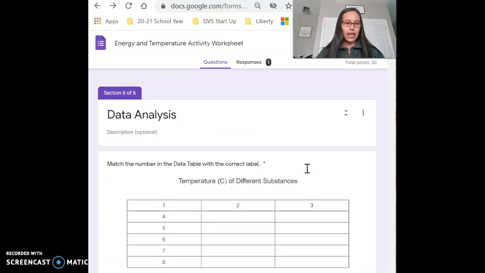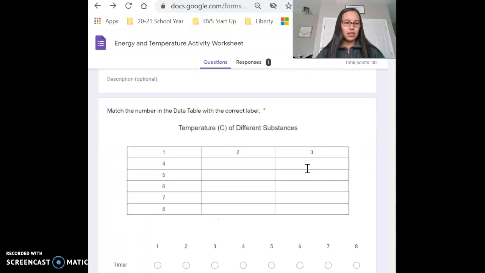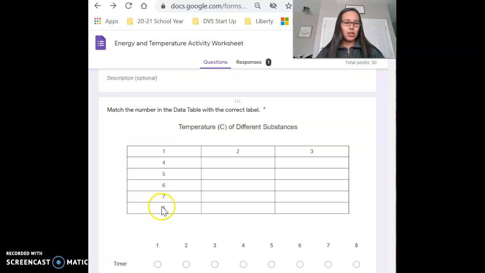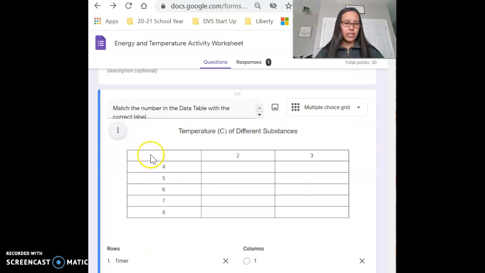Last is the data analysis table. Using these key numbers, you will select where each of these variables will go into place. So for example, I know that time would go in my first column. So I would select number 1 for my timer.